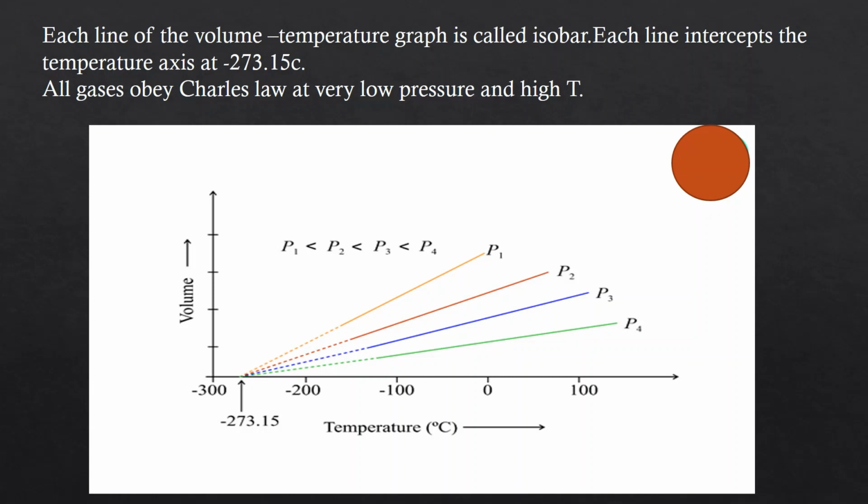Each line in the volume-temperature graph is called an isobar. Each line intercepts the temperature axis at minus 273.15 degrees C. All gases obey Charles' Law at very low pressure and high temperature. You can observe the graph. Isobars intersect at one point, that is minus 273.15. At this temperature the volume is 0, but that is not possible for any substance.